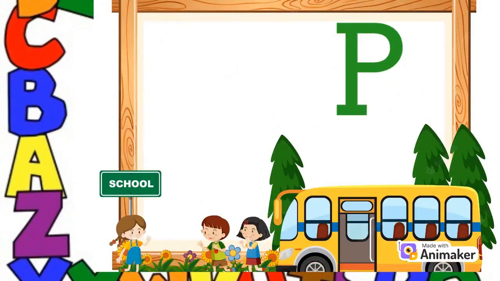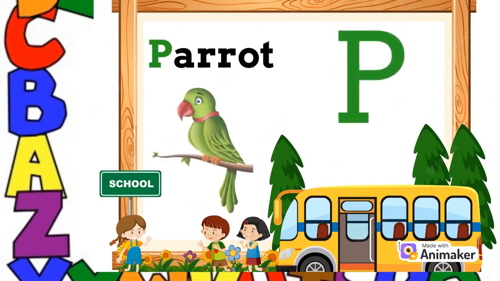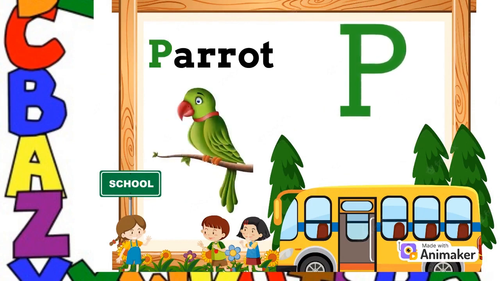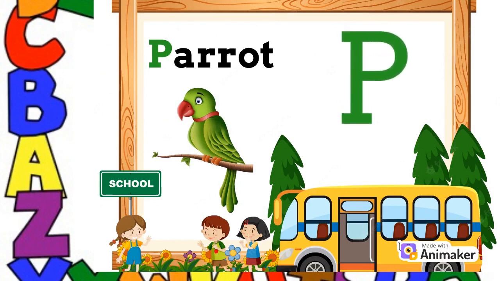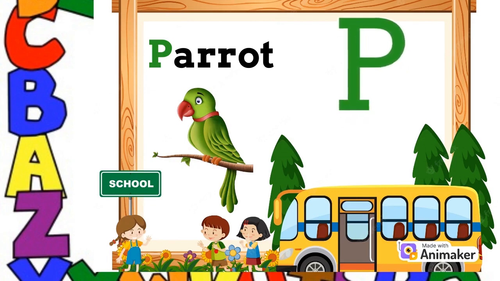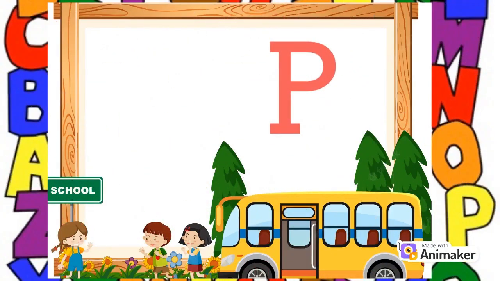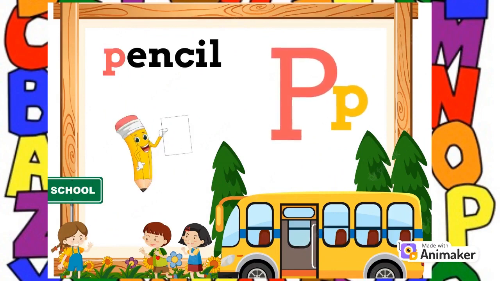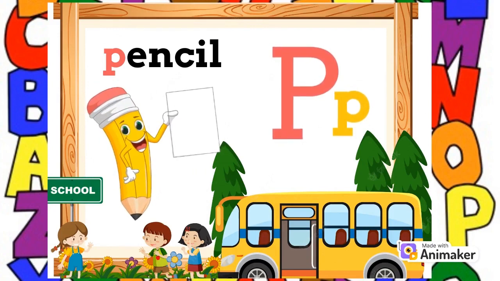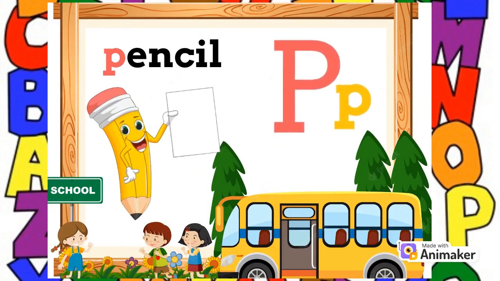P. Capital P. P for parrot. P. A. R. R. O. T. Parrot. P. Capital P. Small p. P for pencil. P. E. N. C. I. L. Pencil.